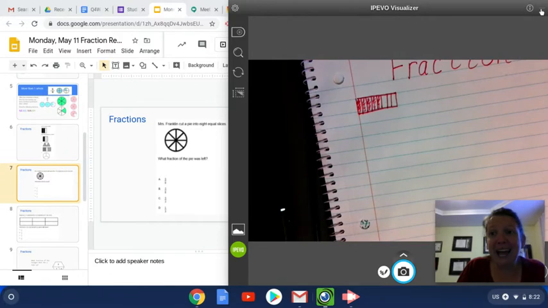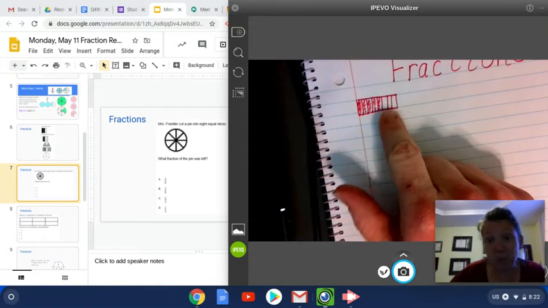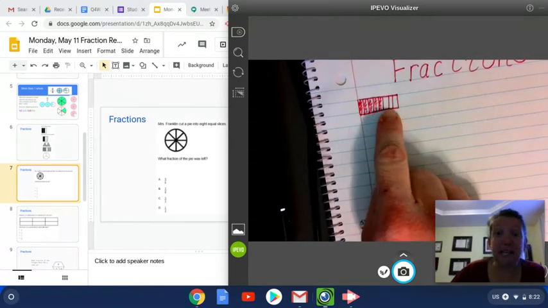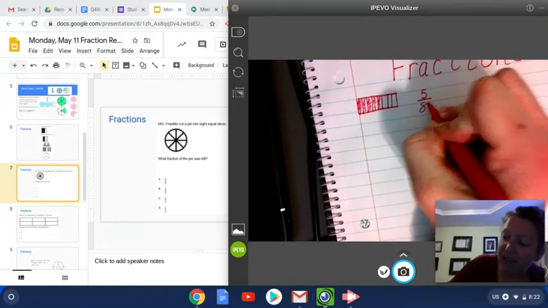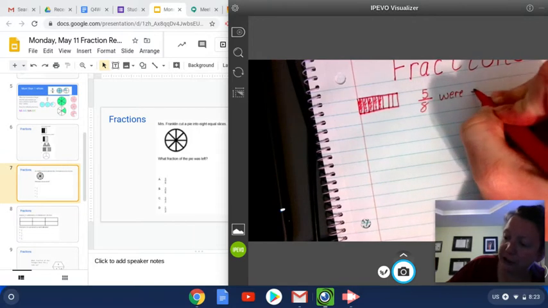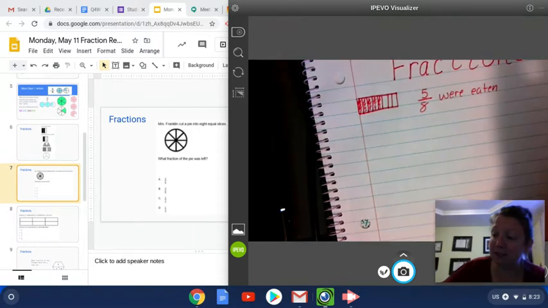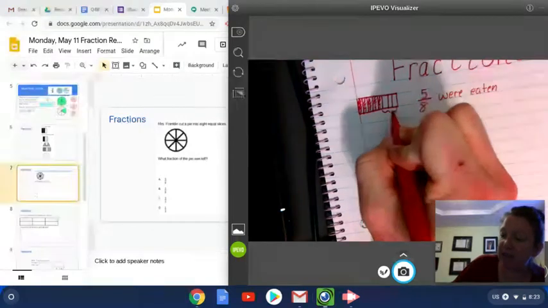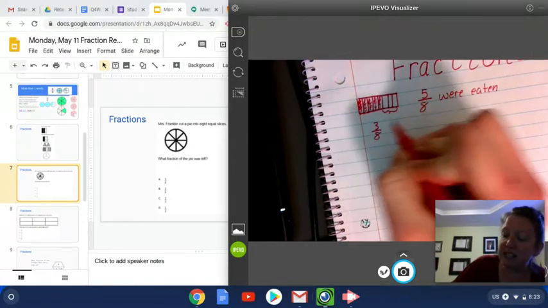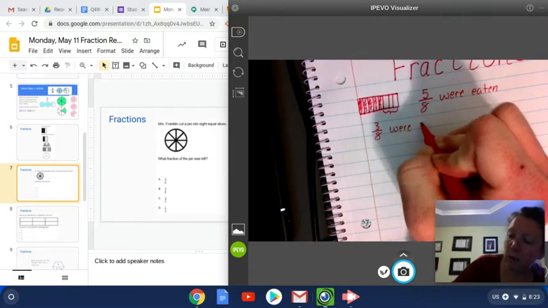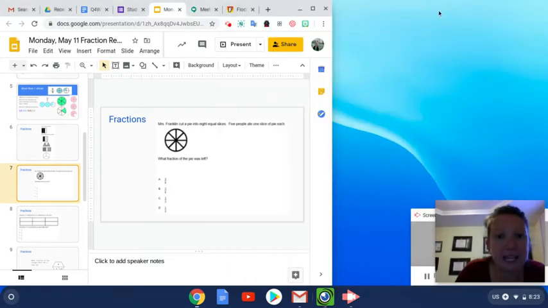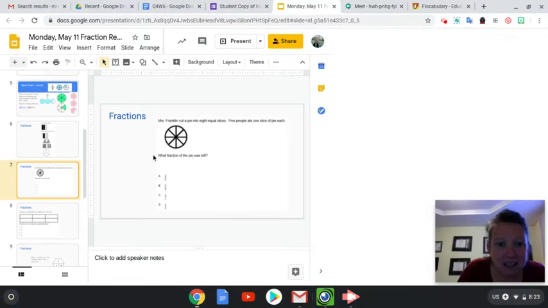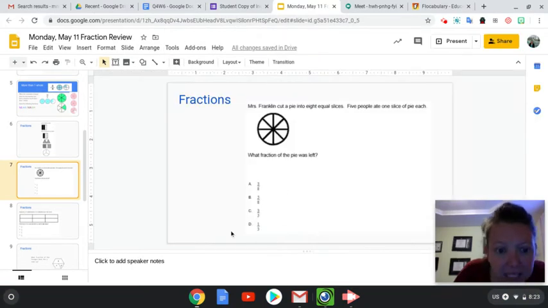And it asks what fraction of the pie was left. Well, how many of the pieces were not eaten? 3 out of the how many? So let's see. 5/8 were eaten, but they're asking what's left. So we have 3 out of the 8 slices were not touched. They were left. So our answer would be 3/8. So our answer would be A.